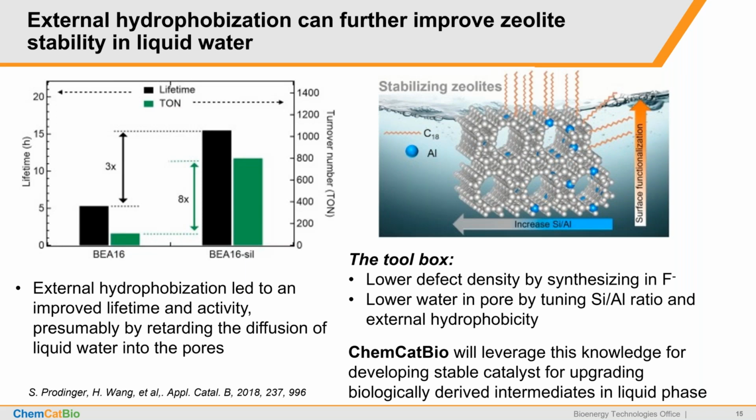This toolbox starts with lowering the defect density, especially the silanol defect density, either by synthesizing in fluoride media to get a more crystalline structure and therefore fewer defect sites, or by some post-synthesis treatment like silylation. At the same time, we need to lower the water content in the zeolite pore by tuning the silicon aluminum ratio and generally lowering the Brønsted acid density. And at the same time, we can use some external surface modification like external hydrophobization.